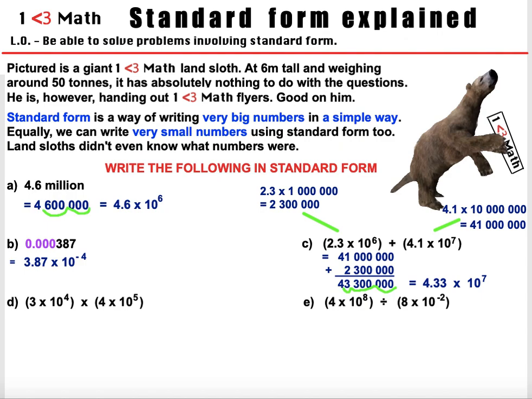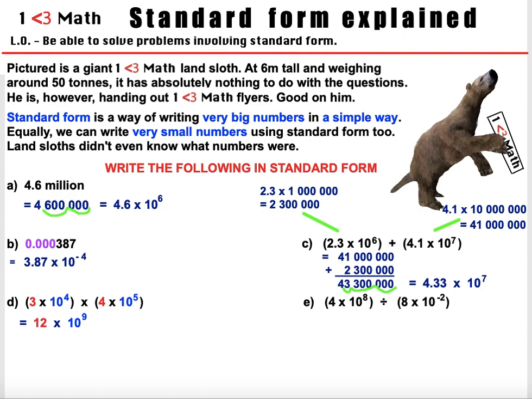So, now moving on to part D. When we're multiplying numbers in standard form, remember that we can multiply numbers in any order. I always say 2 times 3 times 4, 2 times 3 is 6, times 4 is 24. But 4 times 2 times 3, 4 times 2 is 8, times 3 is 24. So you can always times numbers in any order you wish. So here, what I would do first is multiply the 3 and the 4, and that gives you 12. Then we can use our laws of powers. 10 to the power of 4 multiplied by 10 to the power of 5. We add the powers, so that becomes 10 to the power of 9.